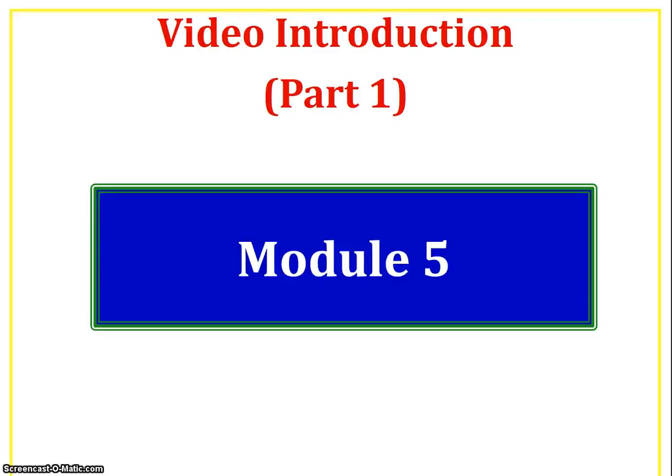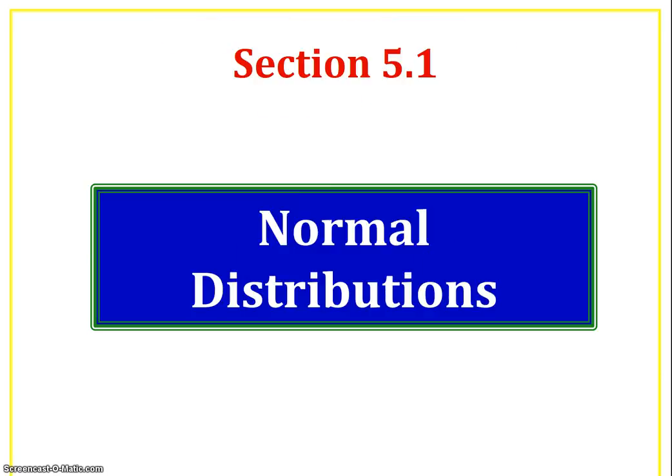In the last two modules, we learned how to make and interpret confidence intervals and hypothesis tests based on simulation methods. In this module, we will learn an alternative method for performing statistical inference that will not require simulations. This video will talk about section 5.1 of the textbook, which introduces normal distributions and how to use them to calculate areas and percentiles.